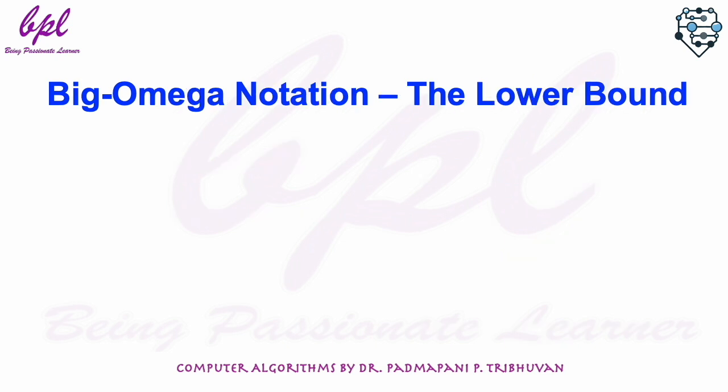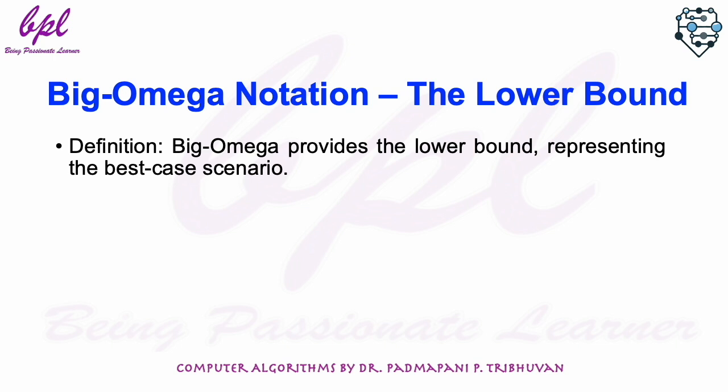When analyzing an algorithm, we often want to understand not just the worst case performance, Big O, but also the best case scenario. This is where the big omega notation comes into play. Big omega provides the lower bound of an algorithm's growth rate, representing the minimum time or space required in the best possible case. Consider the function f(n) = 3n² + 2n + 1.